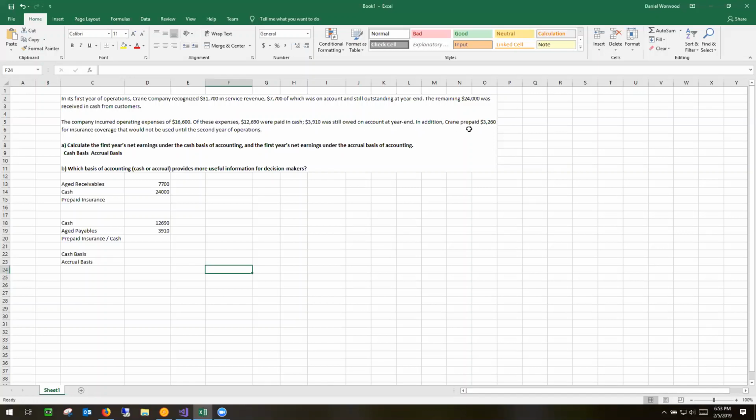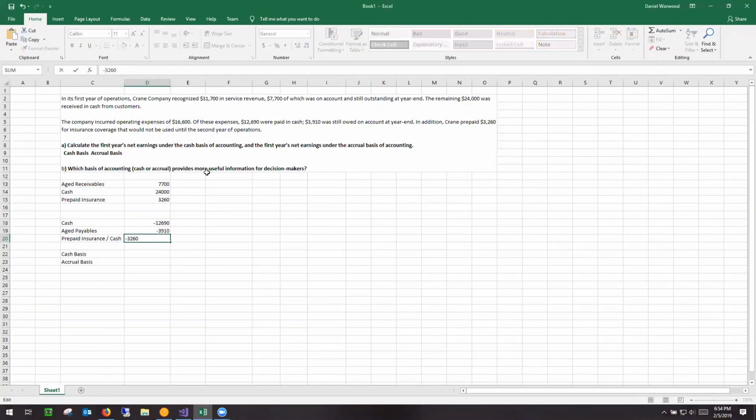So we remember the rules, right? So they gained an asset, which was $3,260, but they paid in cash, which is $3,260. And just so that I can keep these straight, we're going to make these bottom ones negatives, considering this is cash going out rather than coming in. And since aged payable kind of counteracts aged receivables, we'll make that one negative as well.